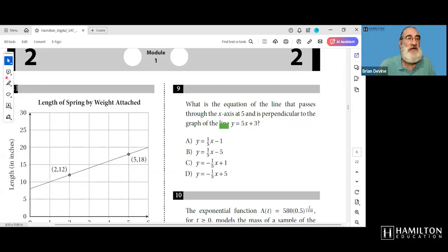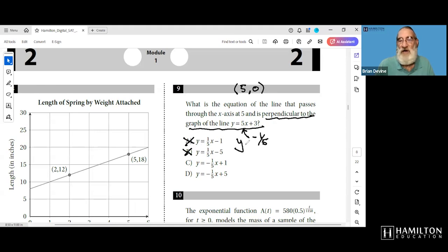Number 9. In number 9, we have, what is the equation of the line that passes through the x-axis at 5? So it must have an x-intercept at (5, 0), and it's perpendicular to the graph of this line. And I note right away that this is in slope-intercept form. So the slope of the given line of reference is 5. So the slope of the line that we want must be -1/5, which means it's not going to be A or B. I can see that right now.